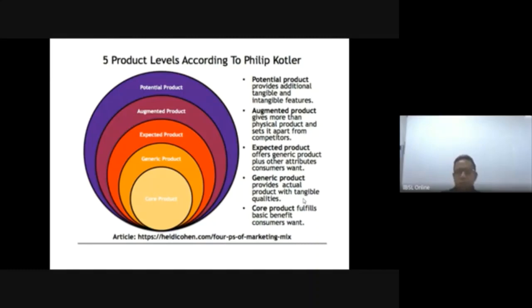Then expected maybe offers the generic product plus other attributes, maybe things like safety, the performance, speed, maybe the things you expect from a car. Augmented maybe gives more than the physical product and sets it apart from competition. Maybe at the augmentation level, you find the design of the car, the color, the shape, and various other benefits like various options can be an augmented product.